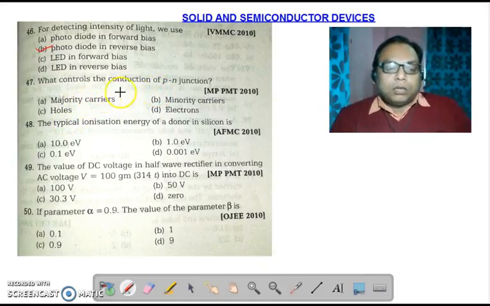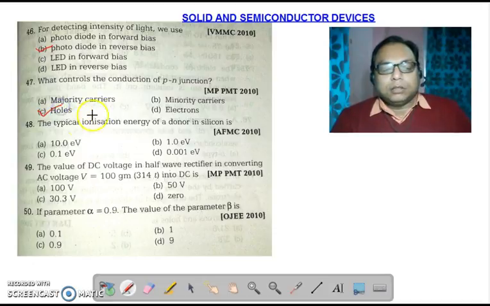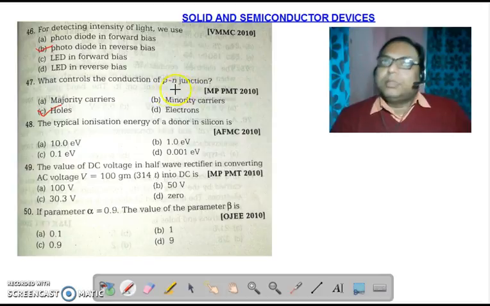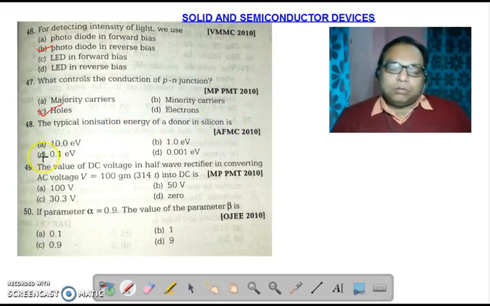Now, what controls the conduction of a PN junction? Obviously, the PN junction conducts due to the majority charge carrier, and that is the holes. Holes basically control the conduction of the PN junction diode. The typical ionization energy of the donor in silicon is around 0.1 electron volt.